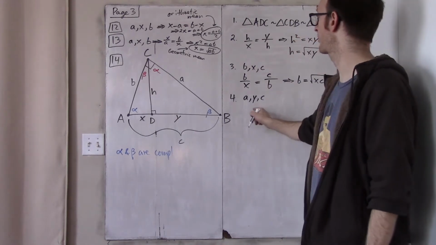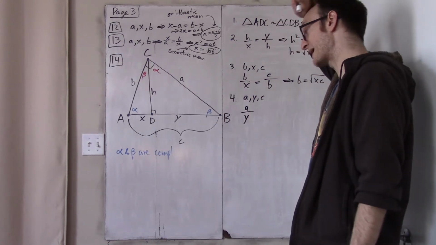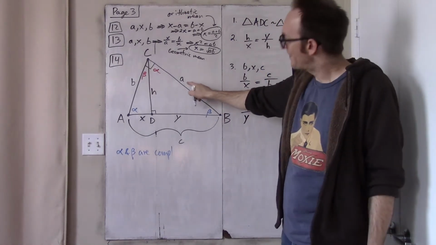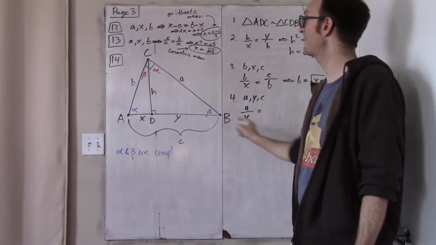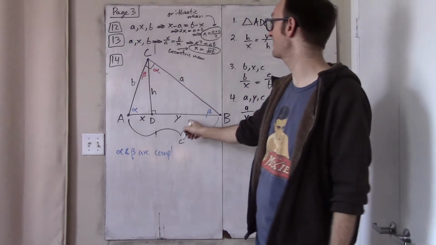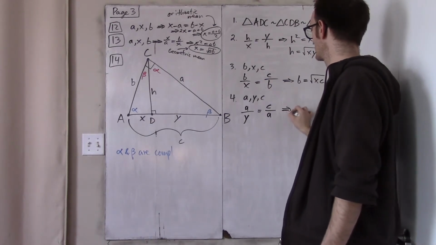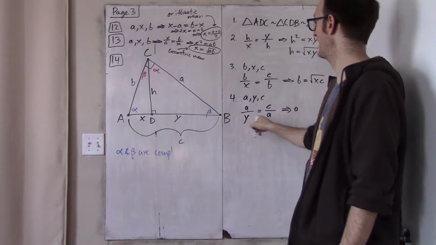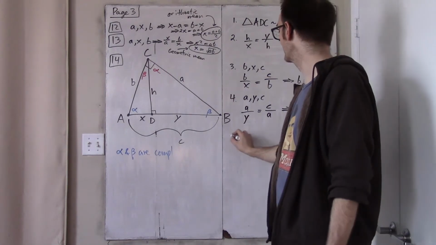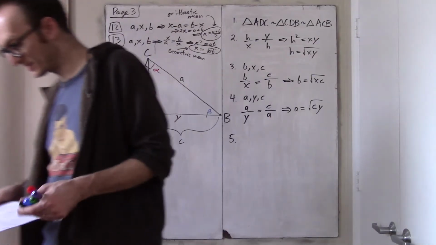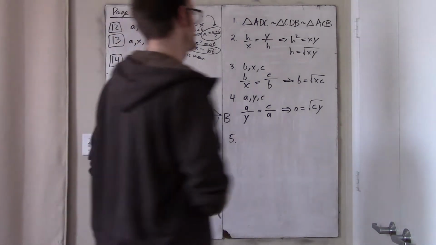So once again, I can set up a proportion. A is to y. So now I'm saying, hypotenuse is to side opposite alpha in this triangle, as hypotenuse C is to side opposite alpha in the original triangle A. And so indeed, I get that A squared equals CY, and so A is root CY. Okay, and finally, we have this statement which just says, prove the Pythagorean theorem. Whoa, that's kind of crazy.